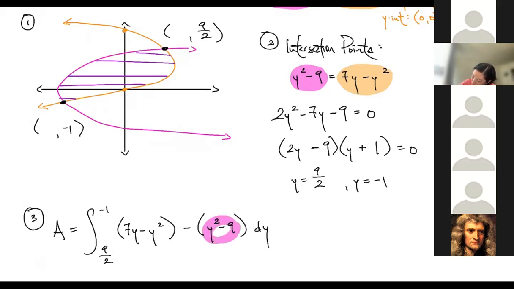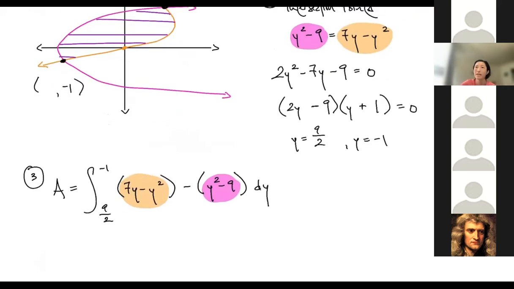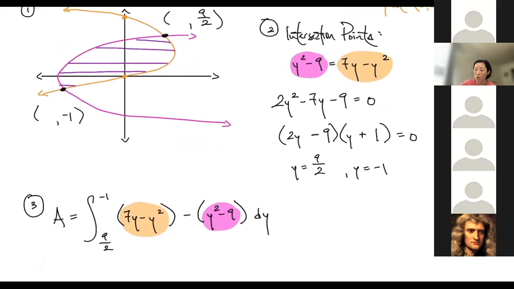And so this one and this one will serve as our two functions, where the purple rectangle goes from the orange one down to the pink one, from the orange down to the pink. Okay.